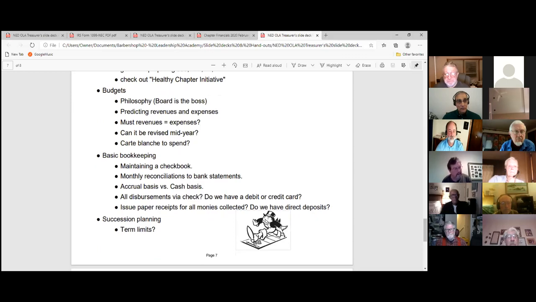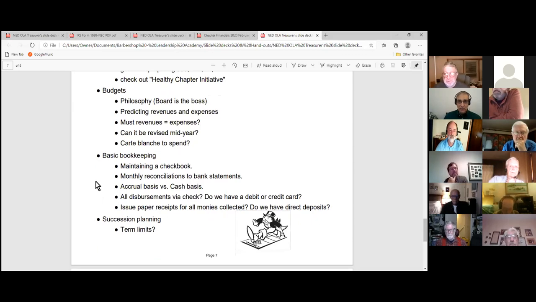Here we go. Basic bookkeeping, the third bullet. Accrual basis accounting means you recognize an expense when you incur it, not when you pay it. And you recognize revenue when you earn it, not when you receive it, which could be different times in both cases. Cash basis is simpler than that. It simply means you recognize revenue when you get it, and you recognize expenses when you pay it.